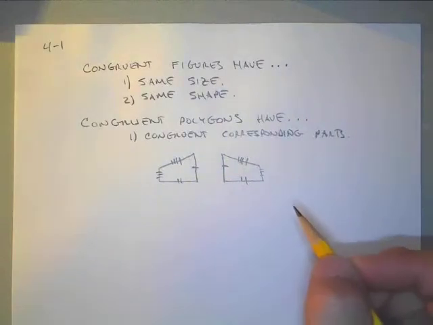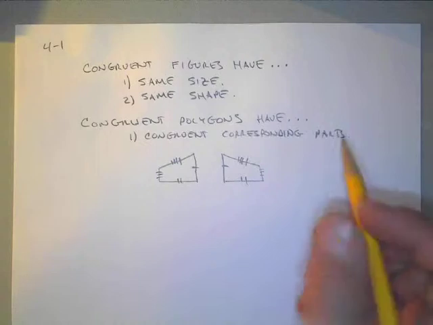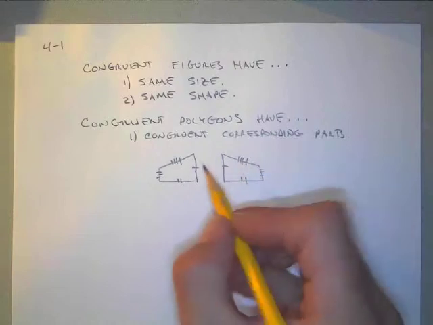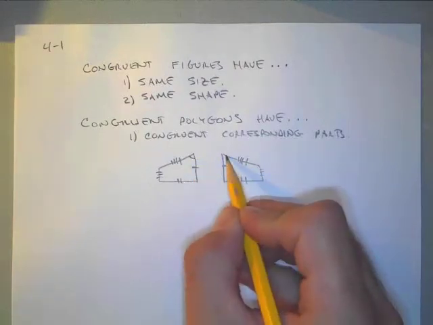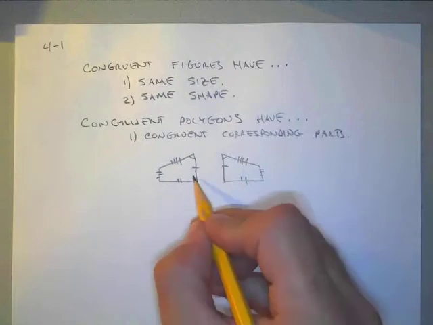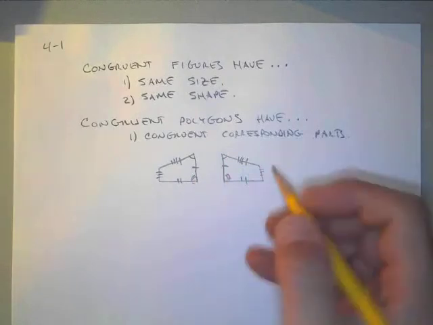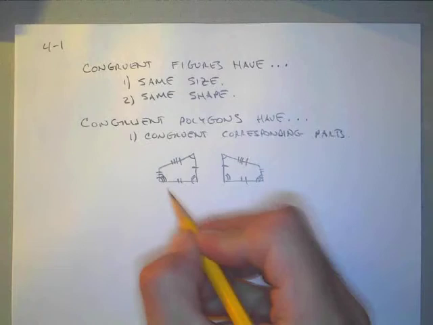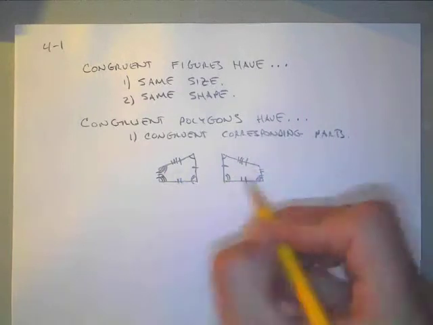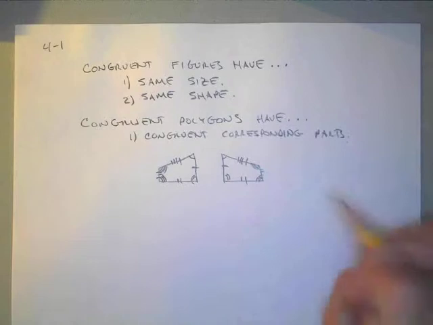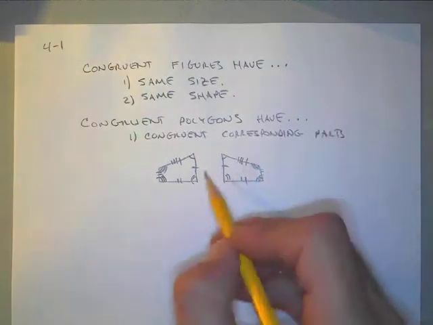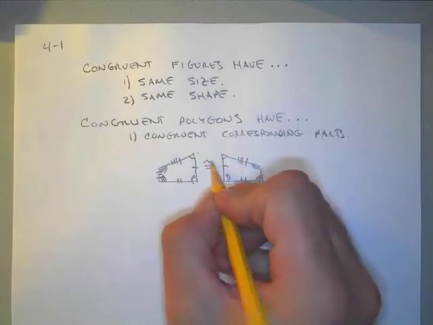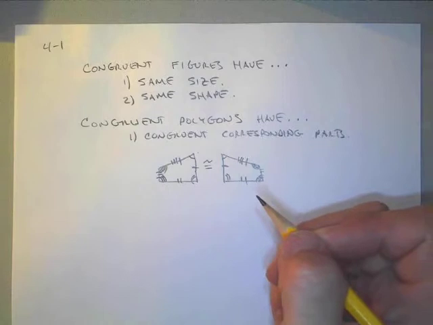we are halfway to showing the polygons are congruent, because all the corresponding parts have to be congruent. So this angle would have to be congruent to its corresponding angle, as would these two have to be congruent, and those two, and this fourth angle would also have to be congruent. So if all of the corresponding parts are congruent, then these two polygons are also congruent.